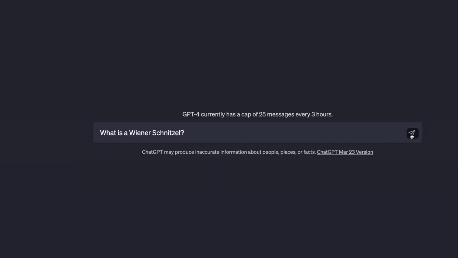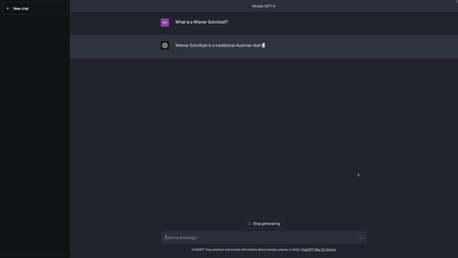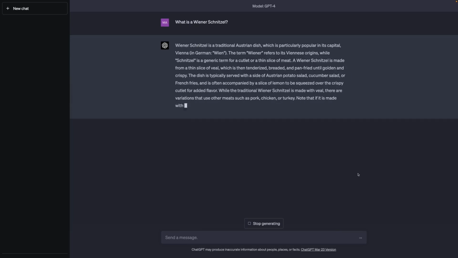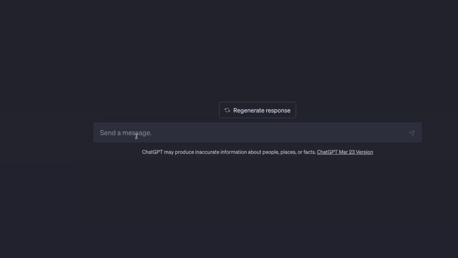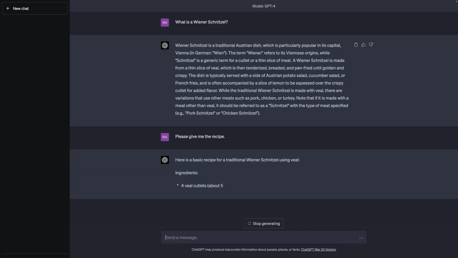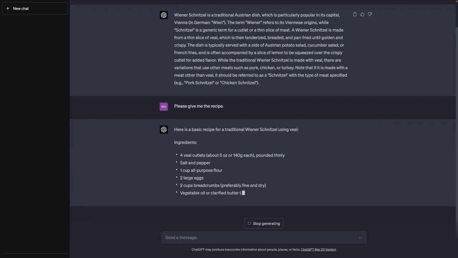And now we ask what the schnitzel is, and no big surprise, ChatGPT tells us about the Austrian dish and gives us some more facts about the schnitzel. And now with our next prompt, please give me the recipe, we initiate this conversation-like style with ChatGPT. So instead of mentioning that we want to cook a schnitzel again, we assume that ChatGPT knows that we are talking about the schnitzel, so ChatGPT remembers the context of our conversation. Therefore, by just adding, please give me the recipe, we get back the recipe for a traditional Wiener Schnitzel.